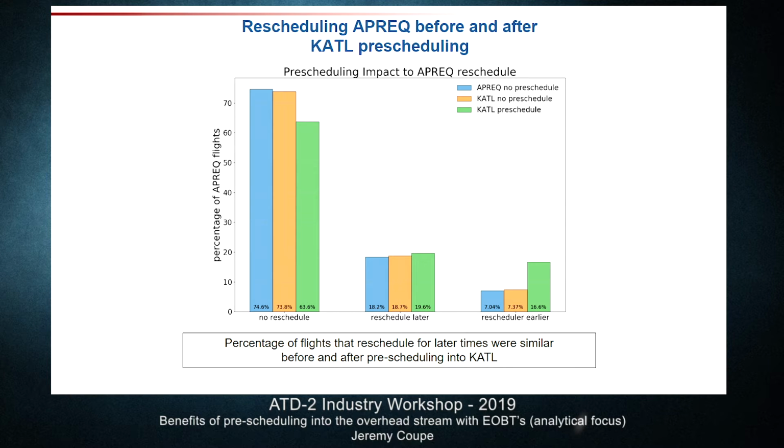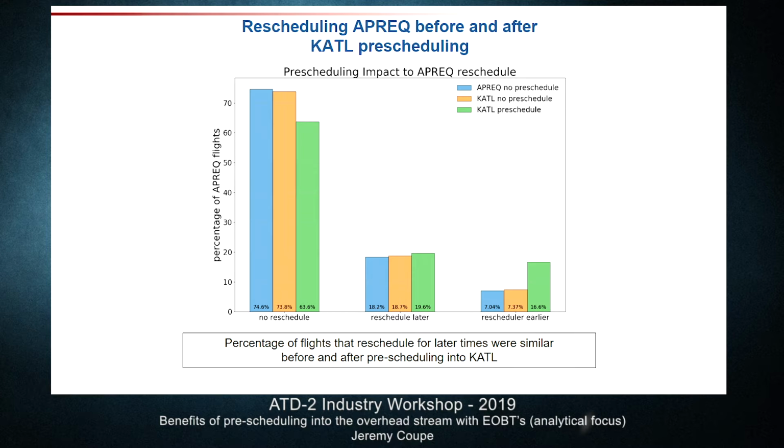So we have a multitude of metrics that we can think about when we think about the buffers to the system and how we calibrate the system. This is one of them. You know, I don't want 30% to reschedule for later times and 5% to reschedule for earlier times, or vice versa. It's nice to keep it even. It's telling you that you're being somewhat fair.